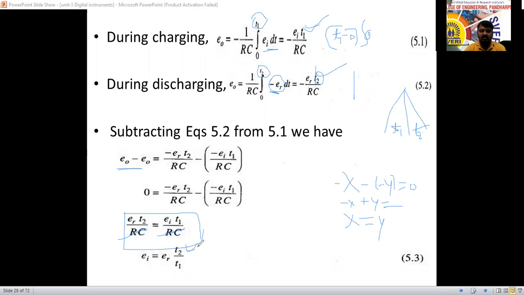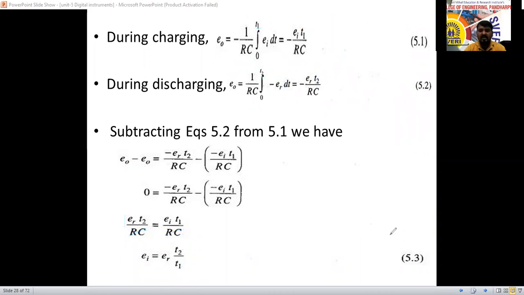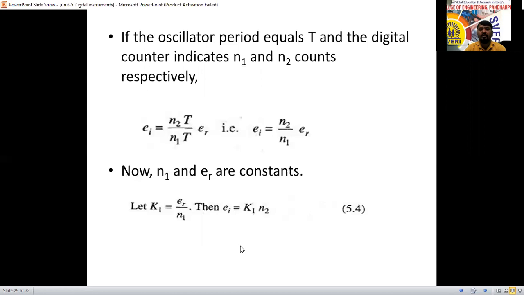You can check and compare the answer with whatever we did in the integrating type. The same answer we have received here also: ER by T1 into T2. The answer is the same here, no? Only the averaging out we have removed here now. The formula is the same for the integrating type and this dual slope integrating type.